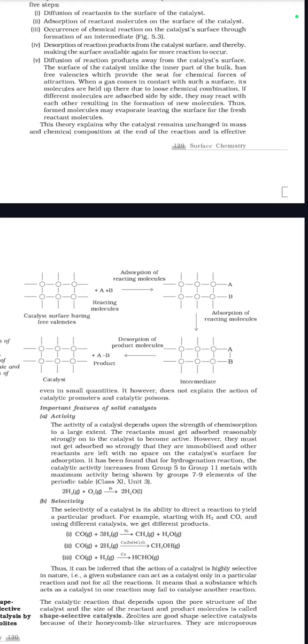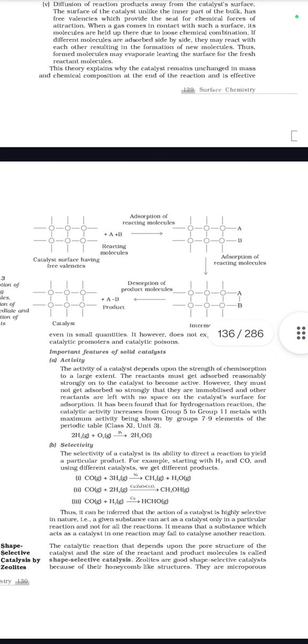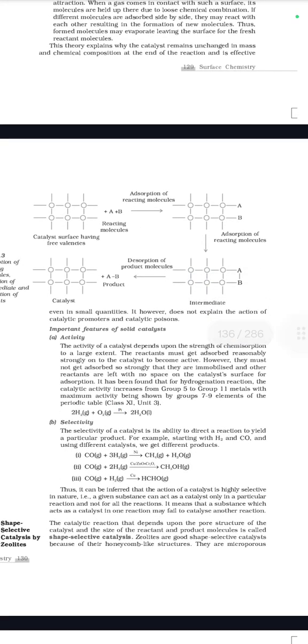This theory explains why the catalyst remains unchanged in mass and chemical composition at the end of the reaction and is effective even in small quantities. It, however, does not explain the action of catalytic promoters and catalytic poisons.